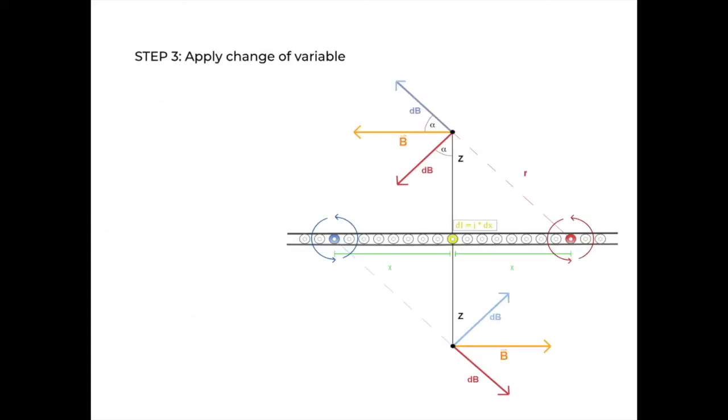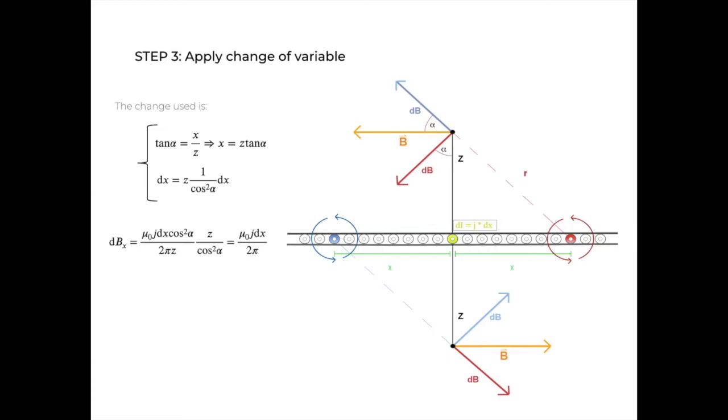The next step is to apply the following change of variable, and after doing so, both the cosine squared and the z get cancelled out, obtaining that dBx equals the magnetic permeability times jdx over 2 pi. dBx gives us only the resulting field of a small part of the wire, and so in order to find the total field Bx, we must integrate.